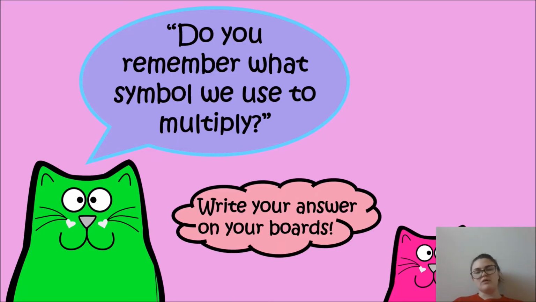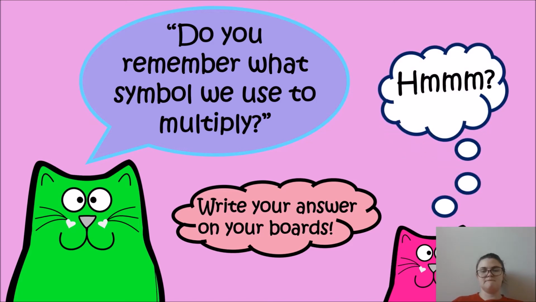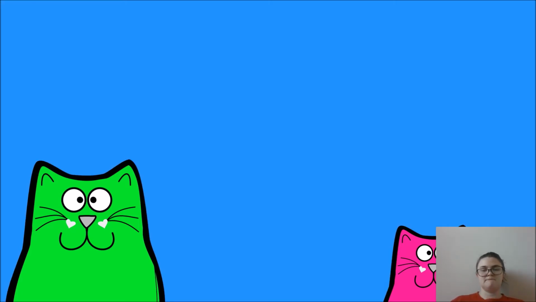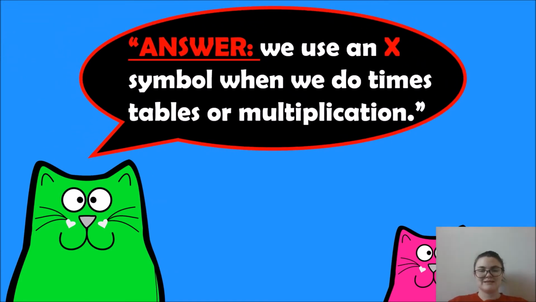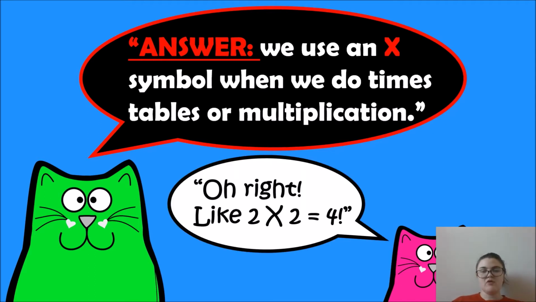Do you remember what symbol we used to multiply? Write your answer. Answer, we use an X symbol when we do times tables or multiplication. Oh, right, like 2 times 2 equals 4.